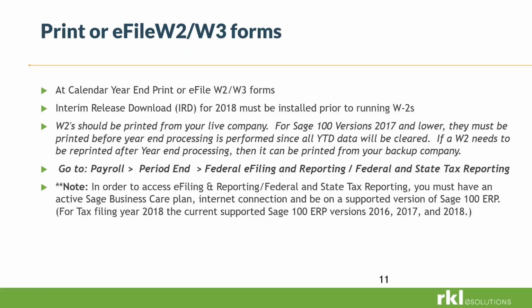So once you're at this point in the process, then you are ready to begin getting ready to print your W-2s. The interim release download has to have been loaded. Your last payroll has to have been completed, and a backup company must have been made. At that point, you are ready to go ahead and print your W-2s from your federal e-filing and reporting menu. And again, in order to access that, you do have to have an active business care plan and be on the supported version of Sage 100.